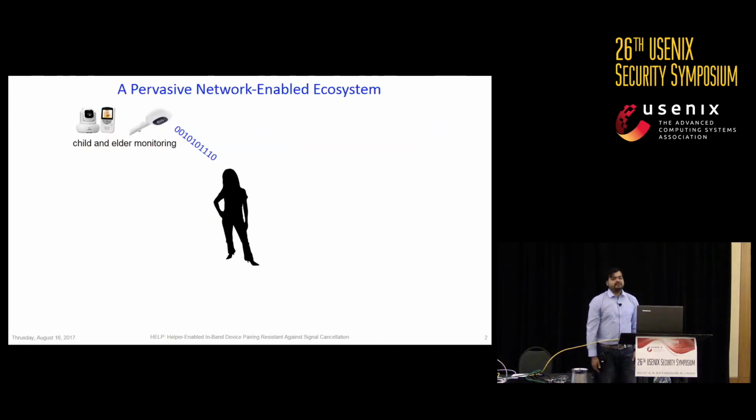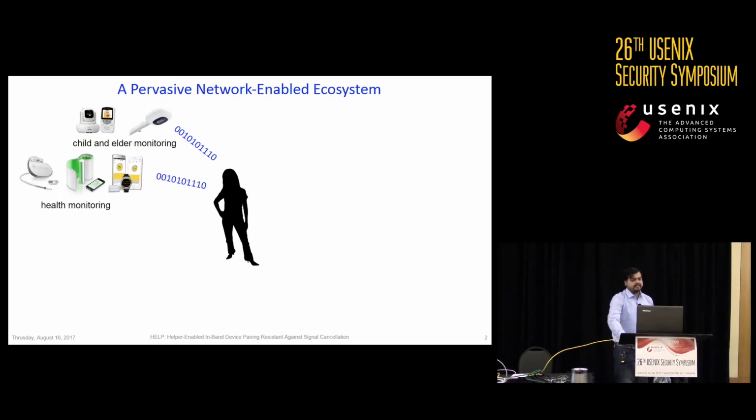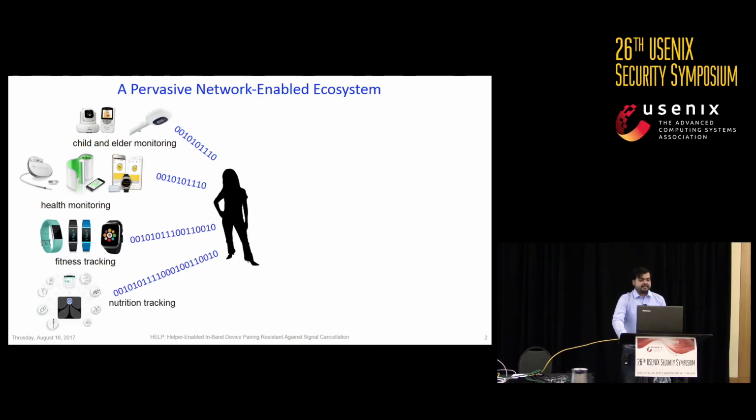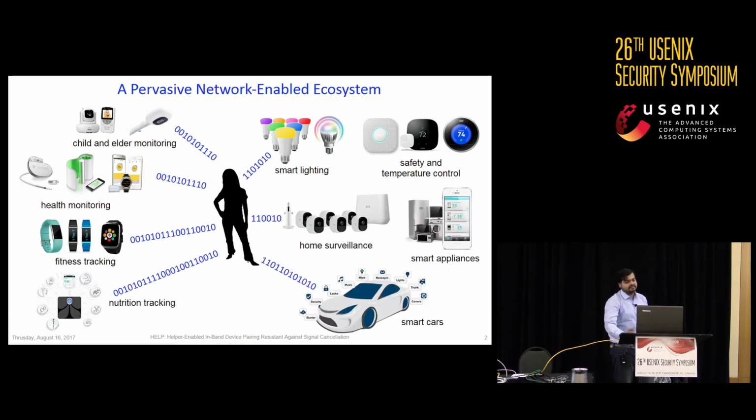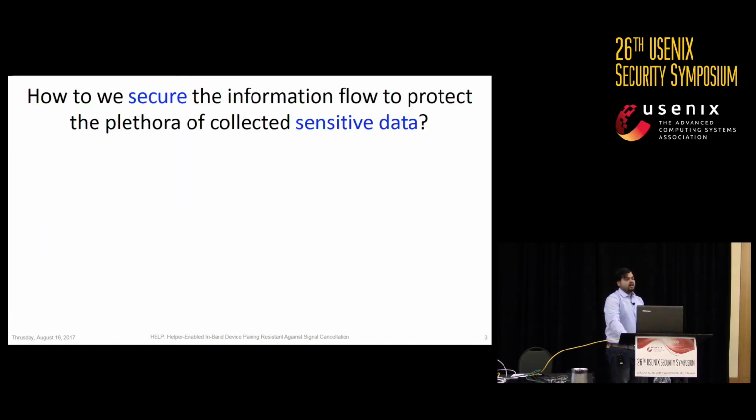Nowadays, we are all connected to multiple devices wirelessly, such as child and elder monitoring, health monitoring, fitness tracking, nutrition tracking, smart lighting, temperature control, home surveillance, even smart cars. The main idea here is that all these devices are collecting very sensitive data, such as user behavior, whereabouts, state, and other information, and it's important to protect the security of all this information.